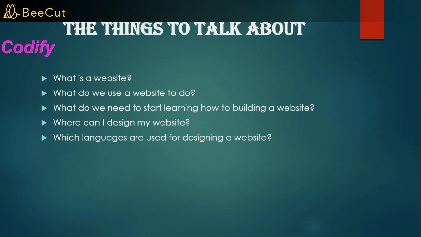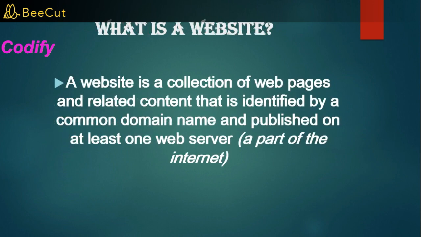What is a website? What do we use a website to do? What do we need to learn about how to build a website? Where can I design my website? Which languages are used to design a website? Okay, so let's start. What is a website? Well, a website is a collection of web pages and related content that is identified by a common domain name and published on at least one web server, which is a part of the internet.